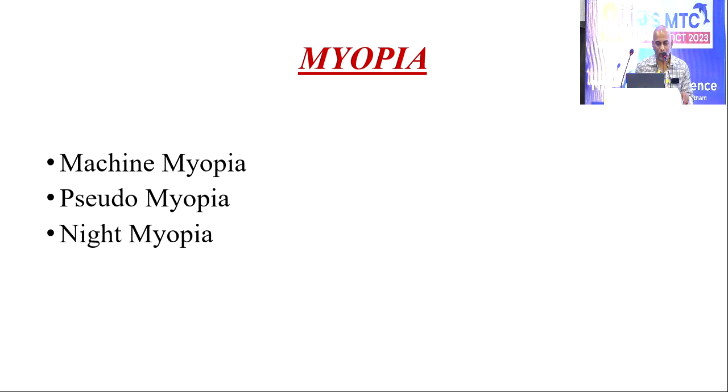I will be dealing with these subheadings: machine myopia, pseudomyopia, and night myopia. So what is machine myopia? The typical case scenario will be a young boy who comes for a routine checkup, but the machine throws up a reading of -5, -6, -7. If you just check bilateral visual acuity, it will be 6/6. Once you take repeated readings, the initial high minus readings will go away.